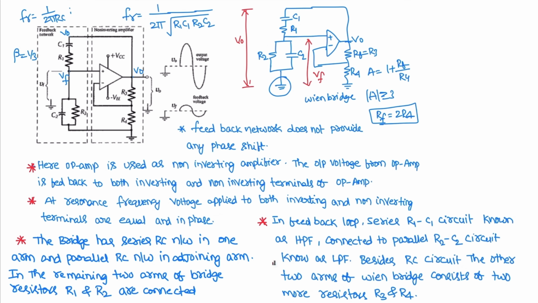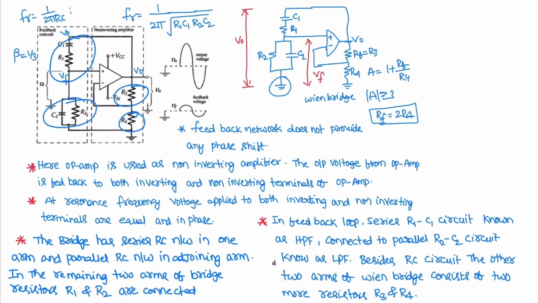So let us see the circuit diagram of this Wien bridge oscillator. In a Wien bridge oscillator, the feedback circuit consists of a series RC network in one arm and a parallel RC network in the adjoining arm. In the remaining two arms of the bridge, two resistors are connected. In the feedback loop, the series R1 C1 circuit is known as a high pass filter, and the parallel R2 C2 circuit is known as a low pass filter. The other two arms of the Wien bridge consist of two more resistors, R3 and R4.